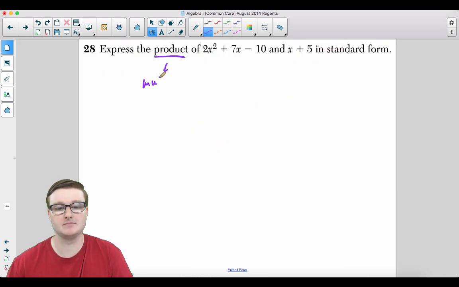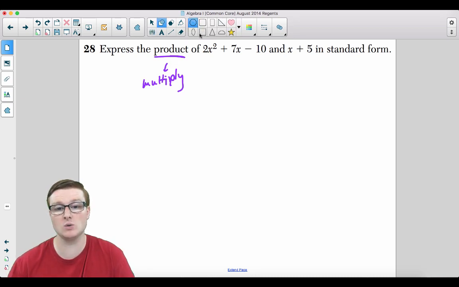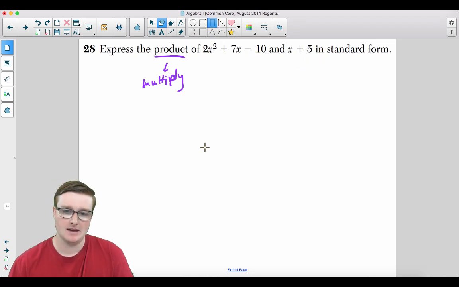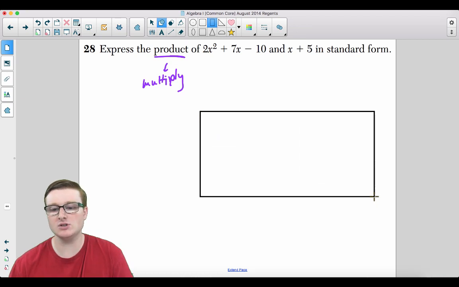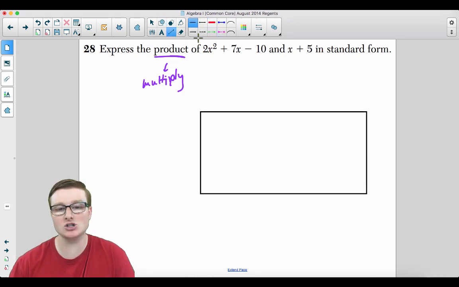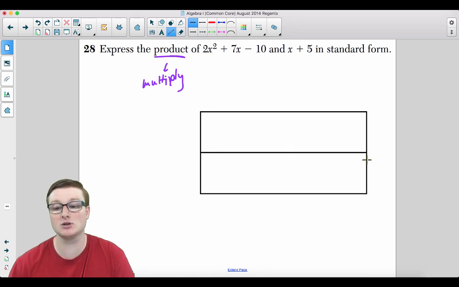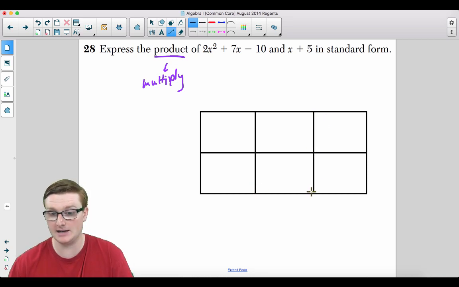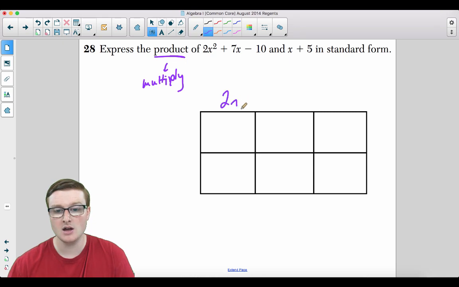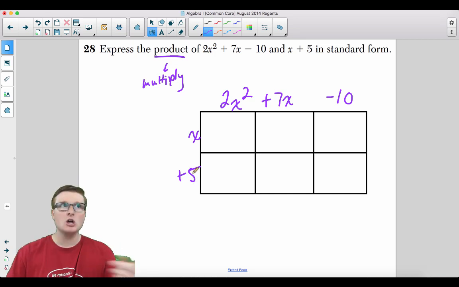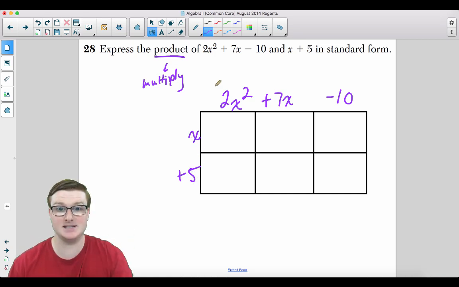28. Express the product. Product means multiply. All right. Express the product of 2x squared plus 7x minus 10 and x plus 5 in standard form. So what you have to do is realize, okay, this is a trinomial, and this is a binomial. I don't know how your teachers taught you this, but when it comes to trinomials and binomials, I use the tabular method, but some teachers just call it the box method. That's perfectly fine. Just draw yourself a box. You get 2x squared plus 7x minus 10, and then we get x plus 5. If you want to triple distribute, by all means, go ahead and do it, but it's kind of messy.